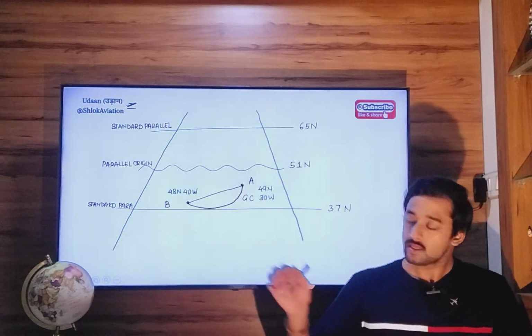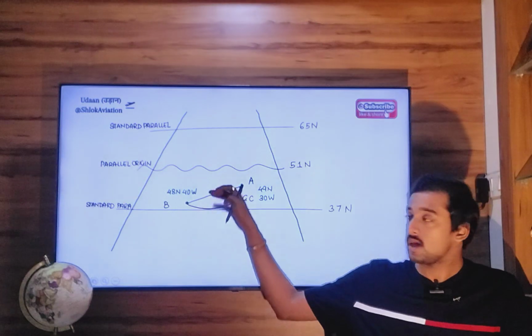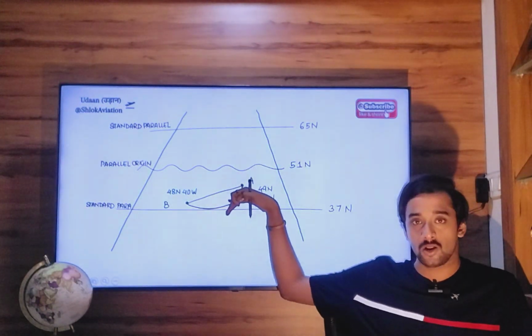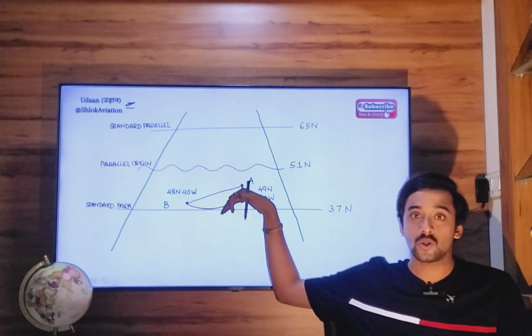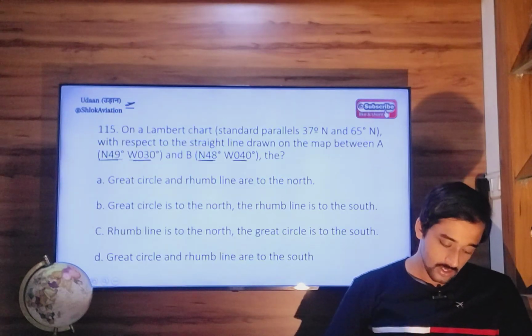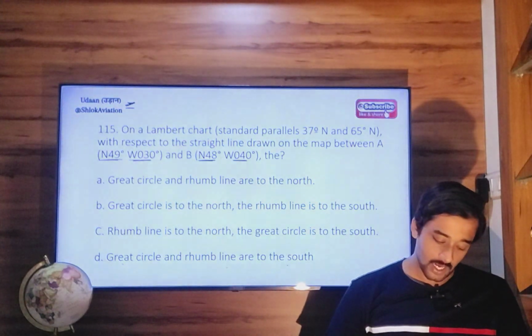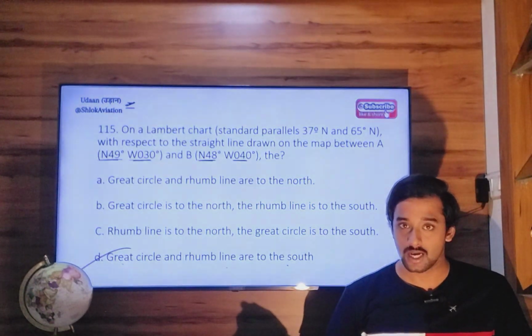Now remember, both the great circle and this rhumb line are to the south, below this parallel of origin, meaning they are to the south of the parallel of origin. So great circle and rhumb line are to the south. So option delta is the right answer.